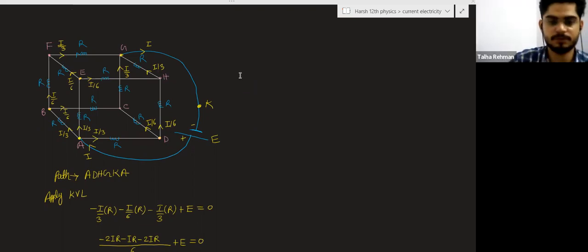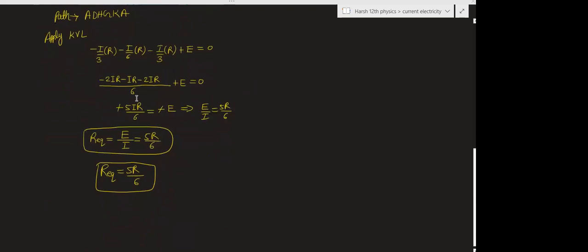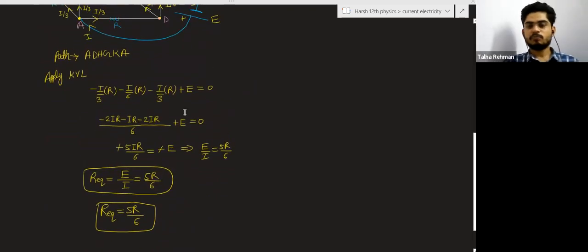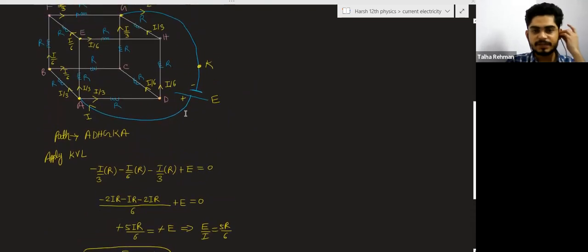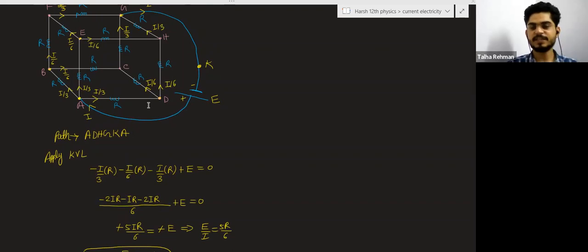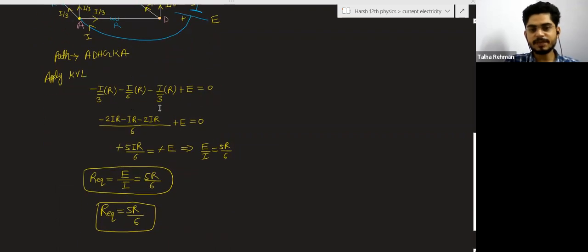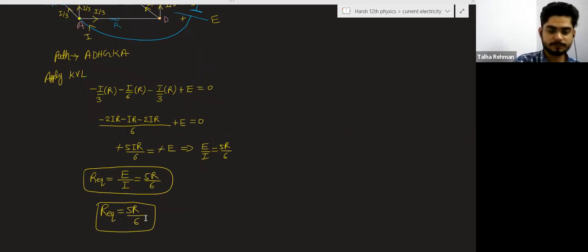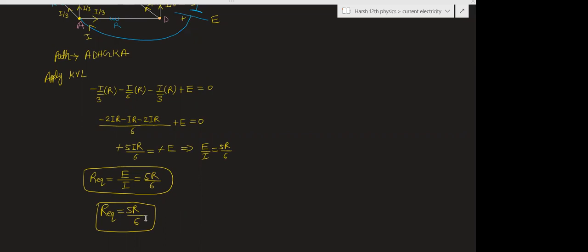Have you completed this circuit? Yes, sir. Fine, just note it. In this question, the main thing is understanding the diagram and understanding the direction and the magnitude of current. And after applying the KVL, see the condition of the question. And the unit of resistance is ohm.